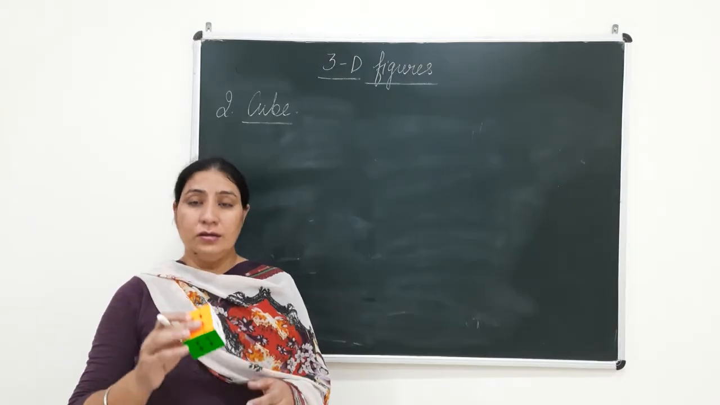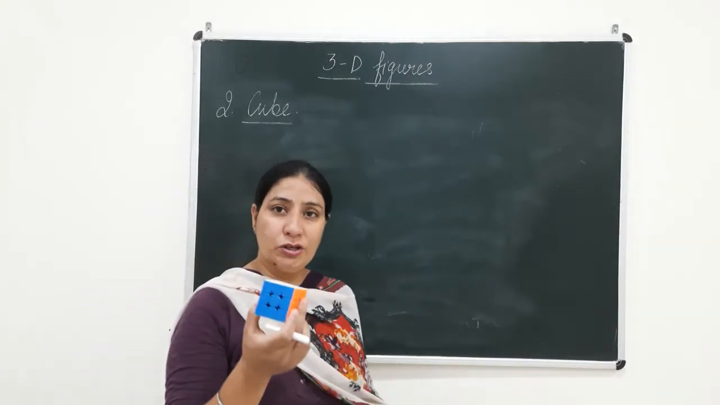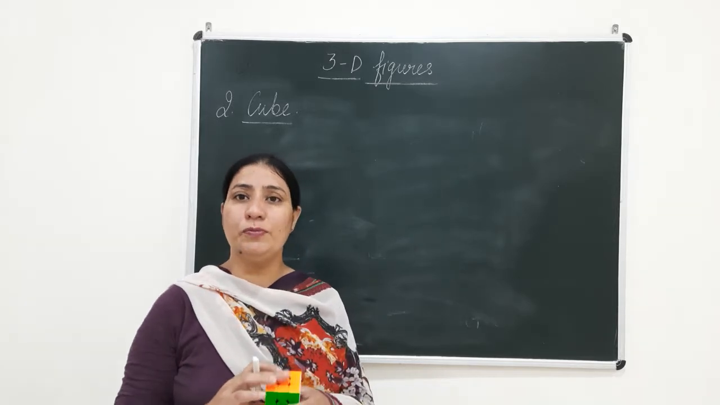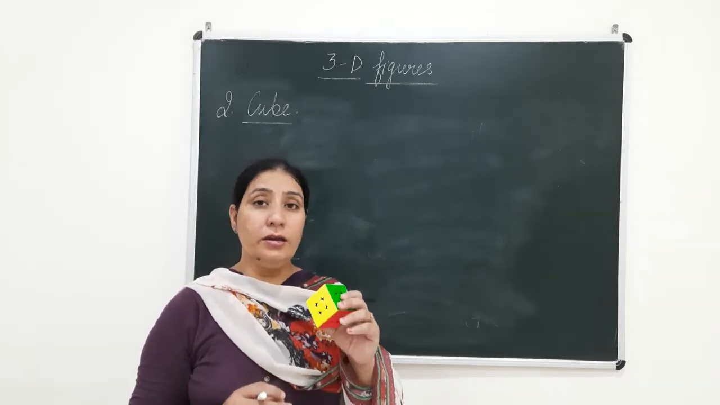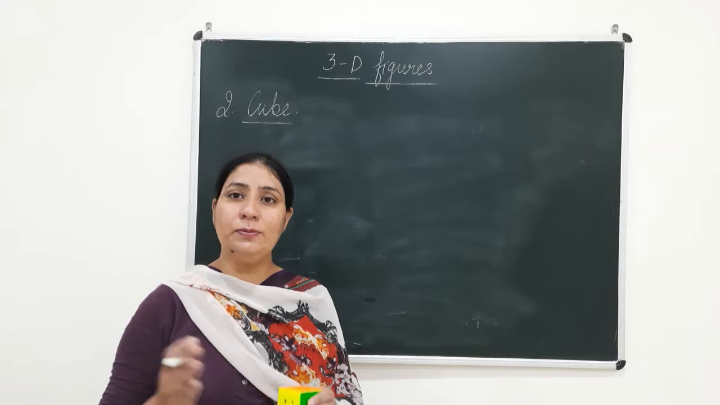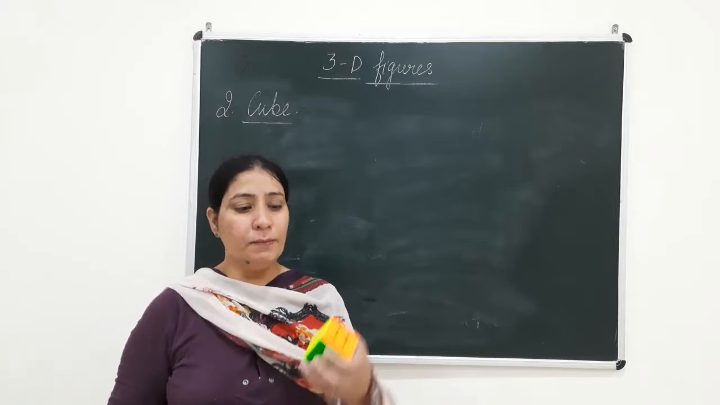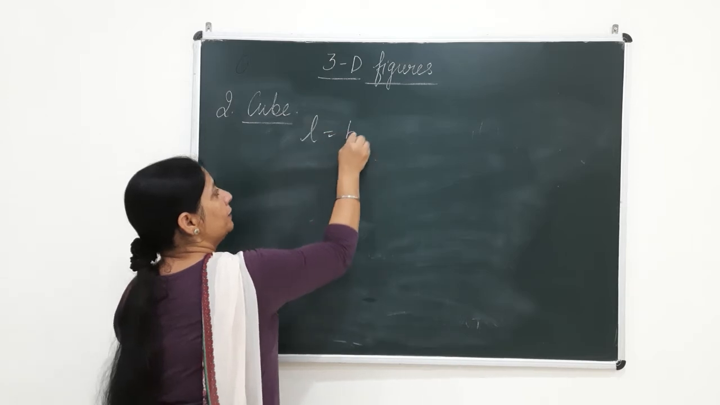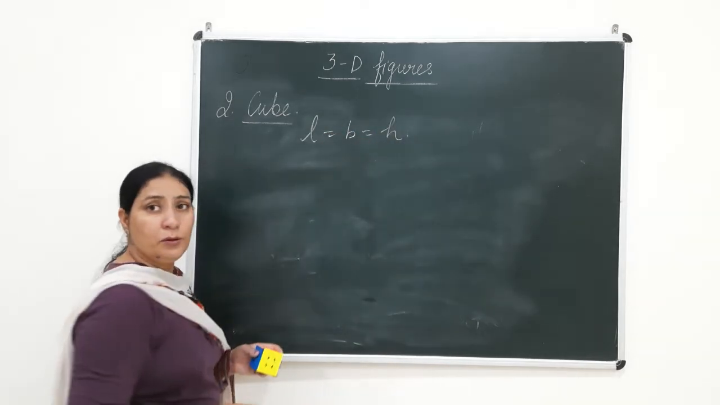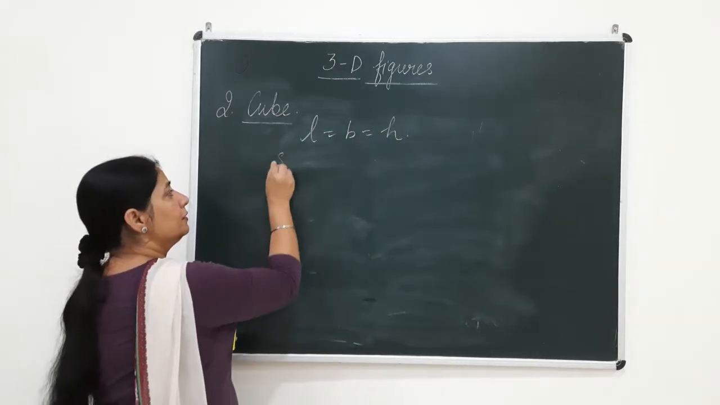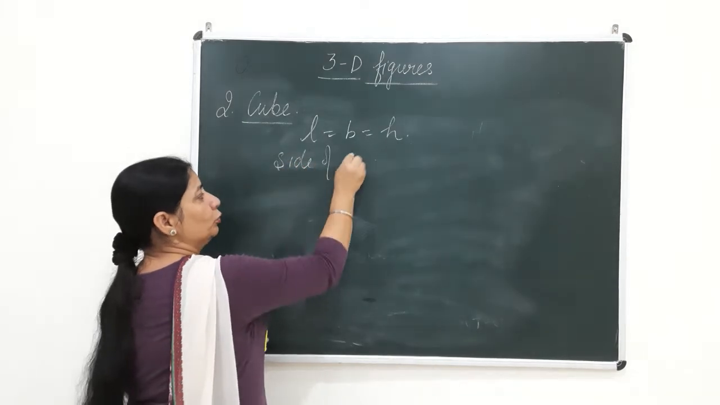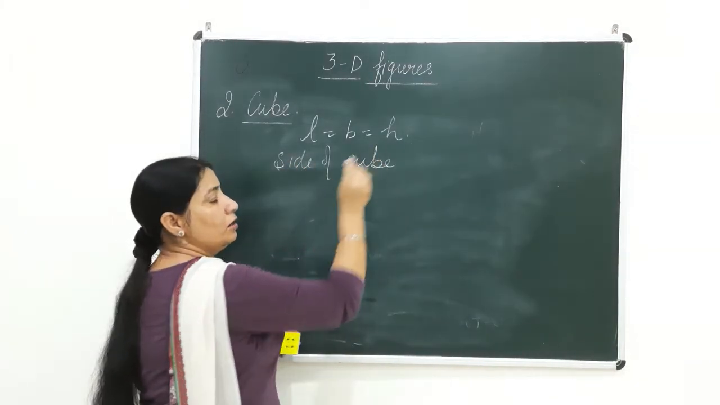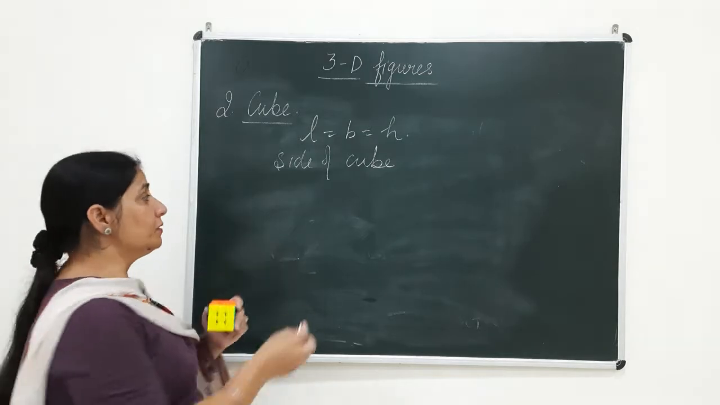Is it clear? Now children, we will be discussing a cube. What is the difference between a cube and a cuboid? In a cuboid you found that the length, breadth and height all were different. But when you talk about a cube, the length, the breadth and the height are all equal and they will be called the side of the cube. Now I will be talking about the total surface area of the cube.